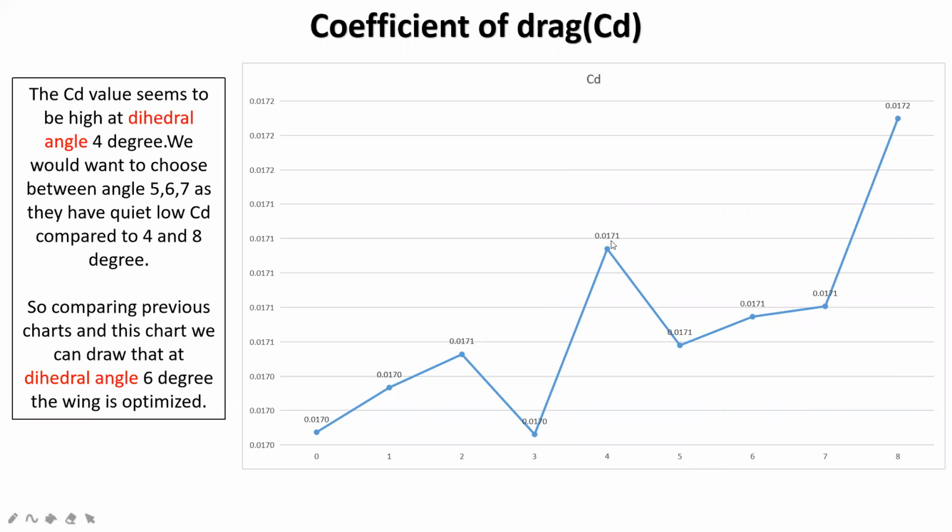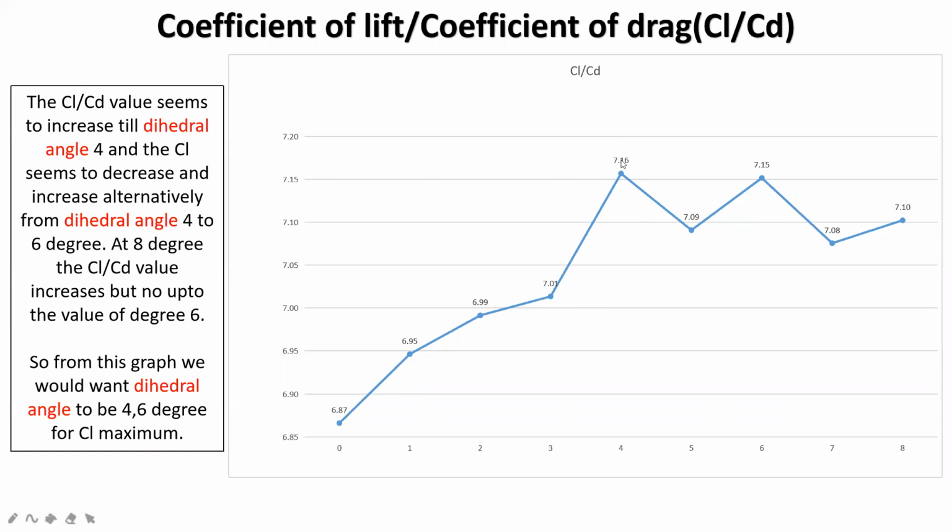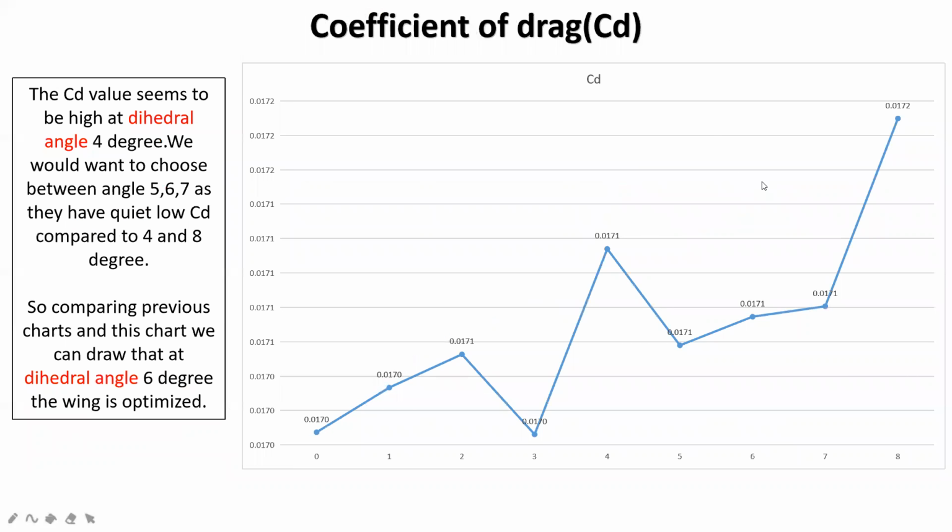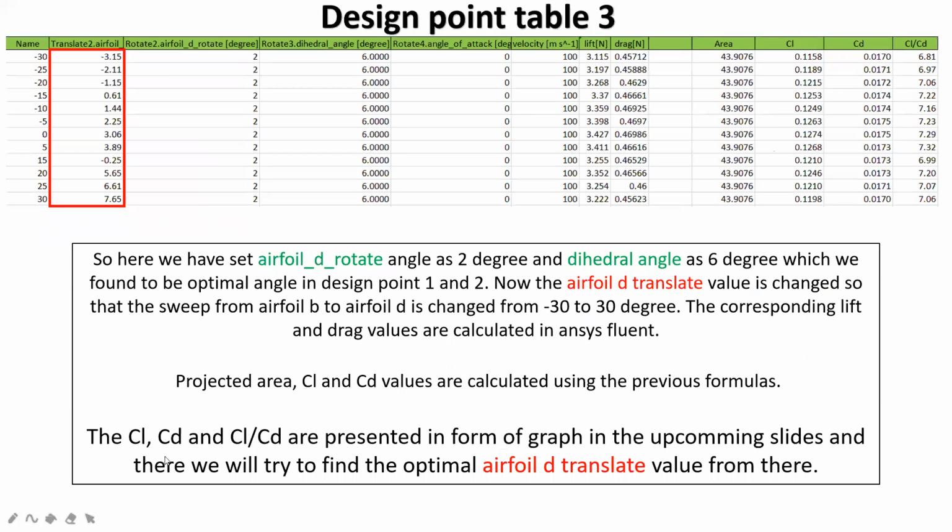Previously we said that if we had to choose the optimized angle, we have to choose between 4 degree and 6 degree as CL by CD is maximum there. But if we look at the drag plot, the CD is very large for angle 4, and for 6 degree it's not so much. So between 4 and 6 degree, we would choose 6 degree for optimization. So here we have taken 6 degree as the optimized dihedral angle for our wing.